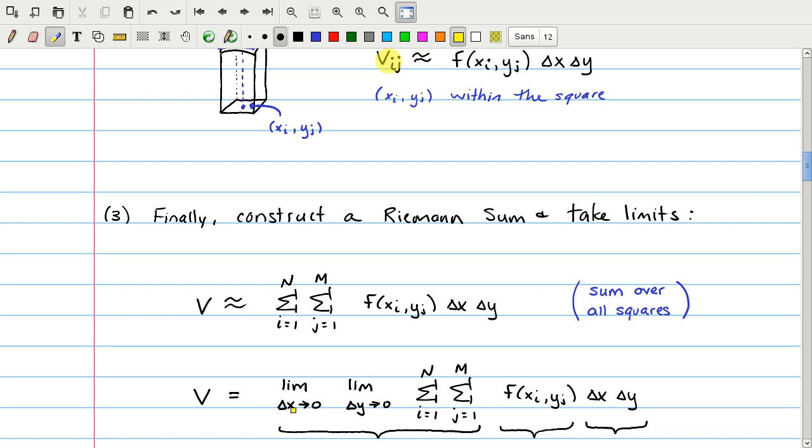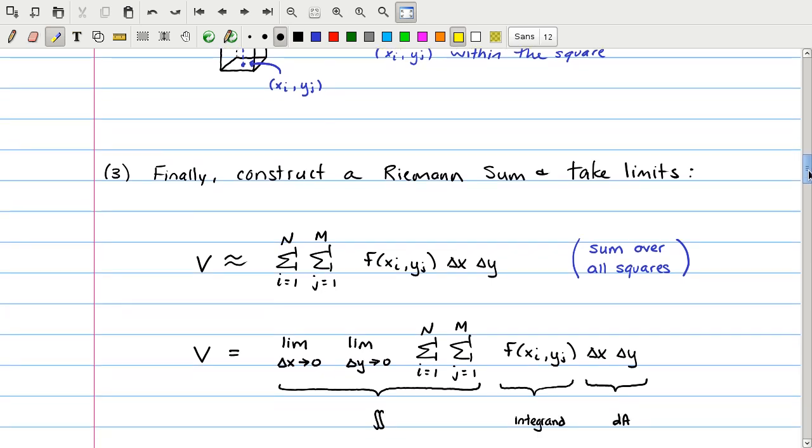We then take a limit as x goes to 0 and y goes to 0. It's no longer sufficient just to let one or the other go to 0 in order to make this thing accurate and become no longer approximately equal, but rather truly equal. We need to take limits in both x and y.